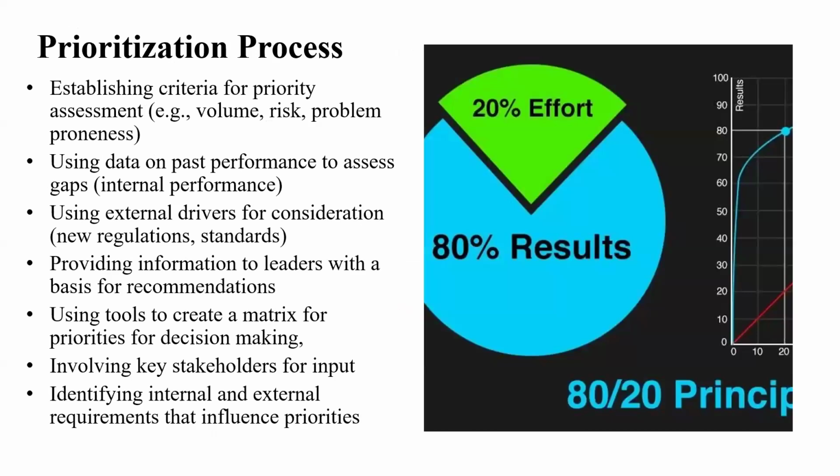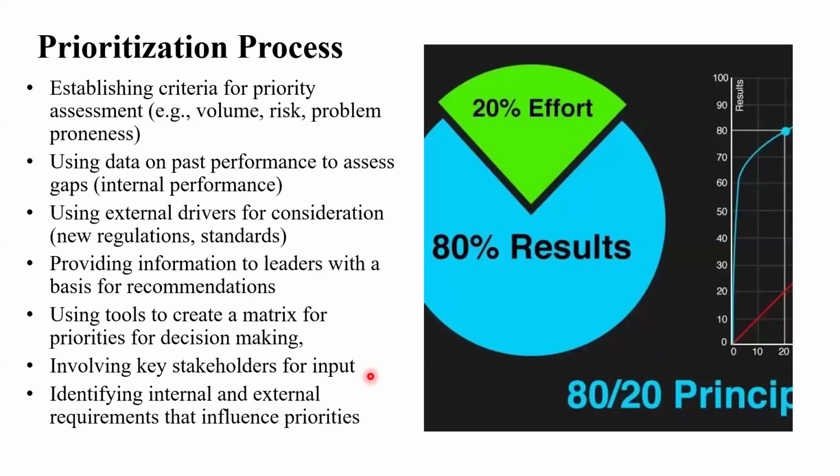And to help you identify these measures, you need to look at your 80-20 rule, which we tend to use in different aspects of our lives. But you're asking yourself, for me to prioritize, am I going to look at establishing a criteria of volume, risk, a problem? Am I going to look at assessing the gaps in internal performance? Is that what is going to drive my prioritization? Although I have a beautiful model, as I've mentioned, the different types. Am I going to look at external drivers?